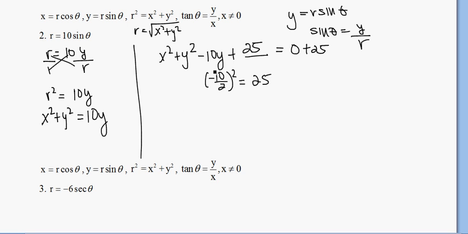So I just completed the square on the y, so I get x squared, and if I factor this, I get y minus 5 quantity squared equals 25. So it's going to have a center at (0, 5) with a radius of 5. We could get that information out of this form. This is a much easier form to see what a circle looks like, because we're used to seeing it in the Cartesian form.